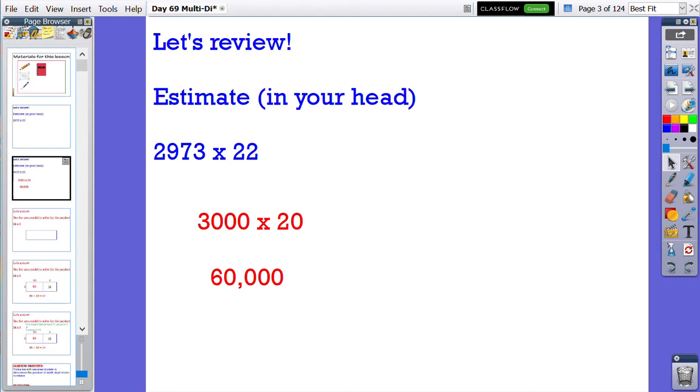And we get 3,000 times 20. If we do 3 times 2, add the zeros, we get 60,000. So our answer for our original problem should be close to 60,000.